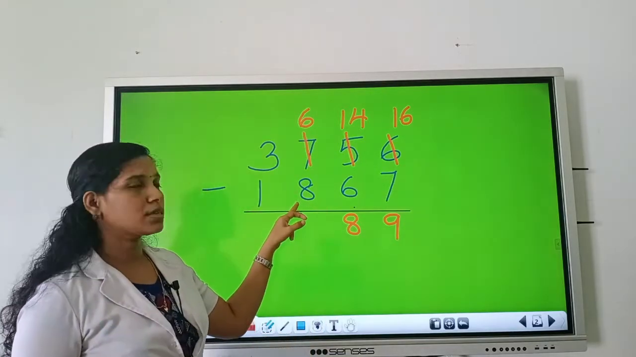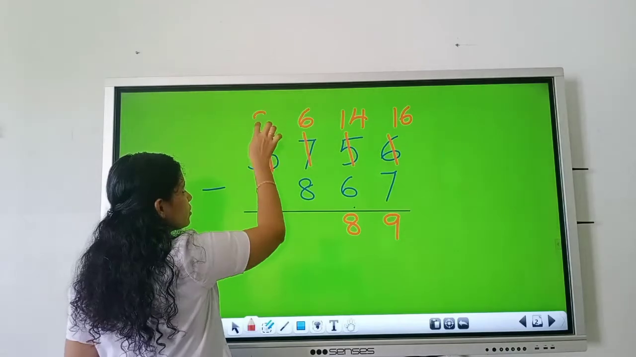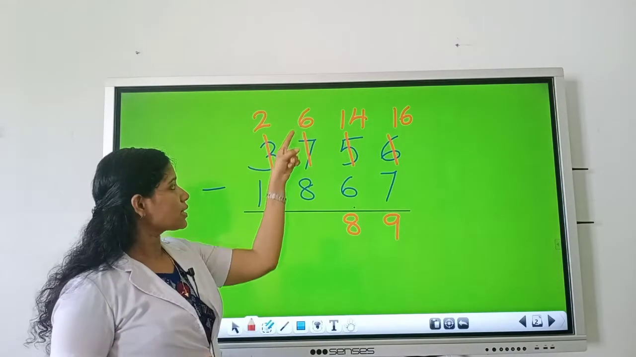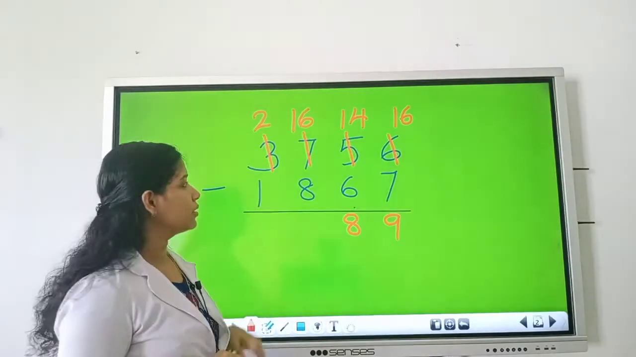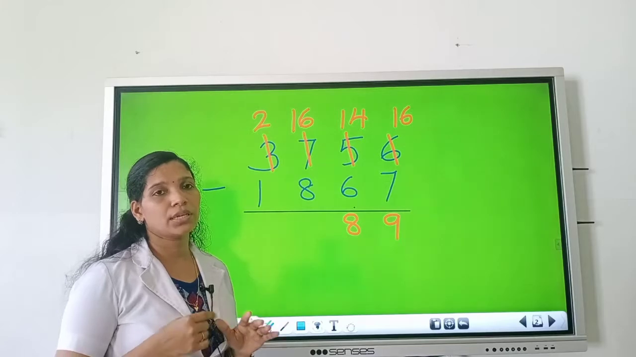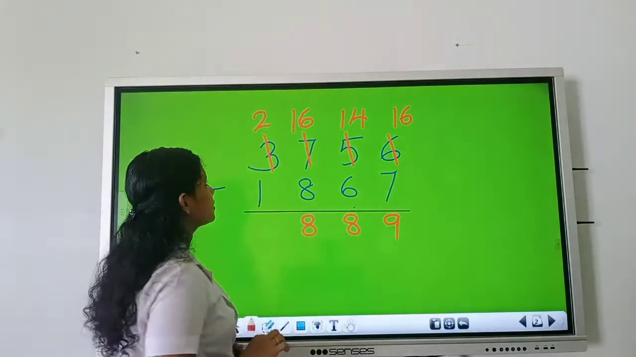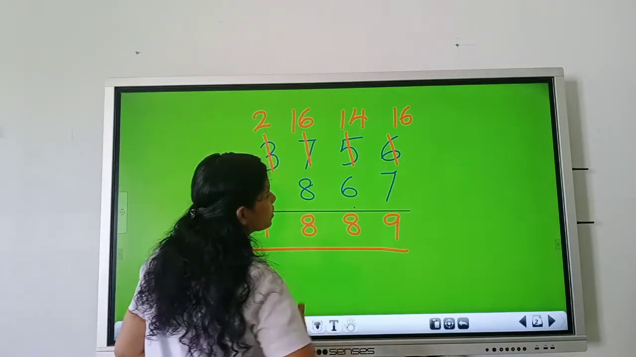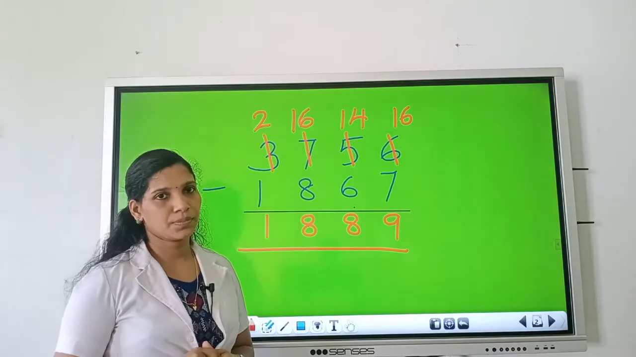6 minus 8. Again 6 is a smaller number, so we will borrow from 3 and this will become 2. 6 minus 8 is not possible, so we made it 16. Now to 8, 9, 10, 11, 12, 13, 14, 15, 16. 8. Now 2 minus 1, 1. So one by one we have to borrow and subtract.